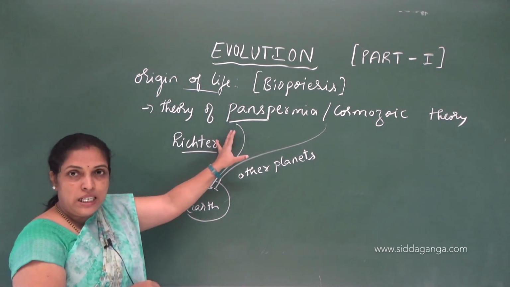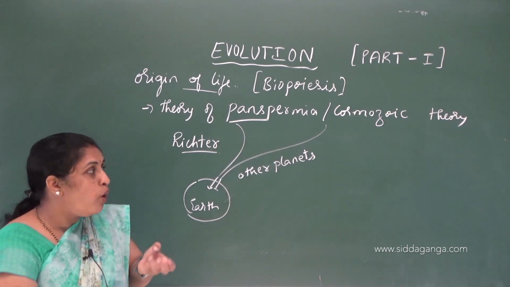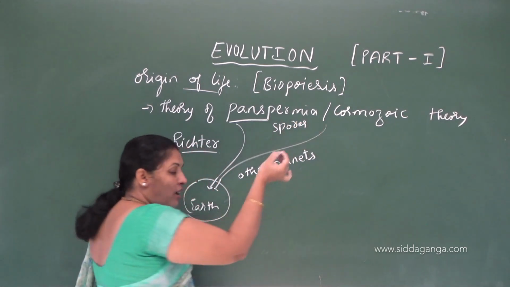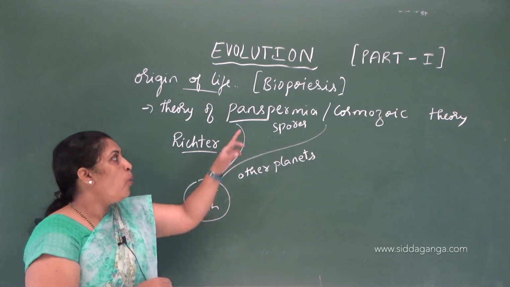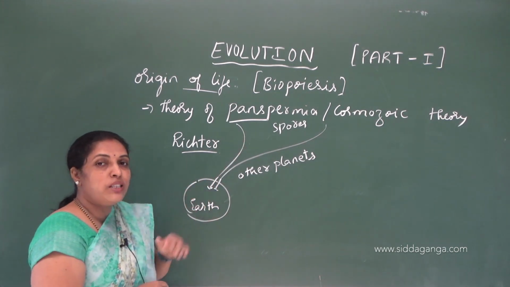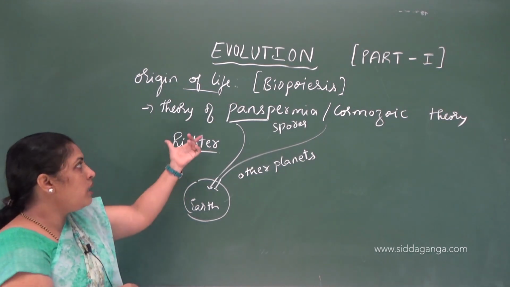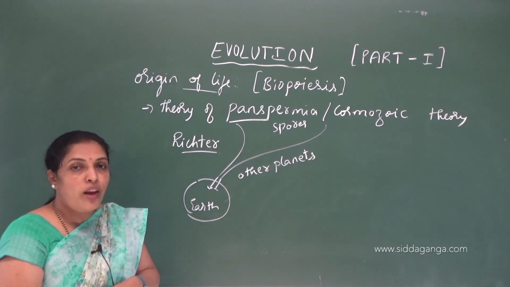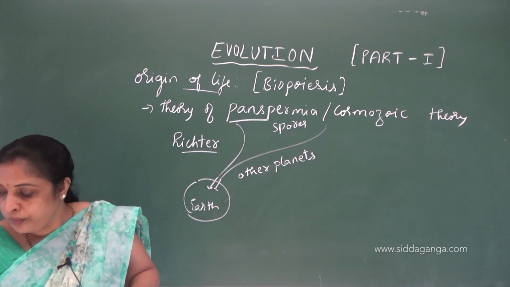The panspermia or cosmozoas or spores are transferred to the Earth from other planets. Once they reach the Earth's surface, they gave rise to living organisms. That's why it is also called extraterrestrial origin of life. That is about the panspermia theory.